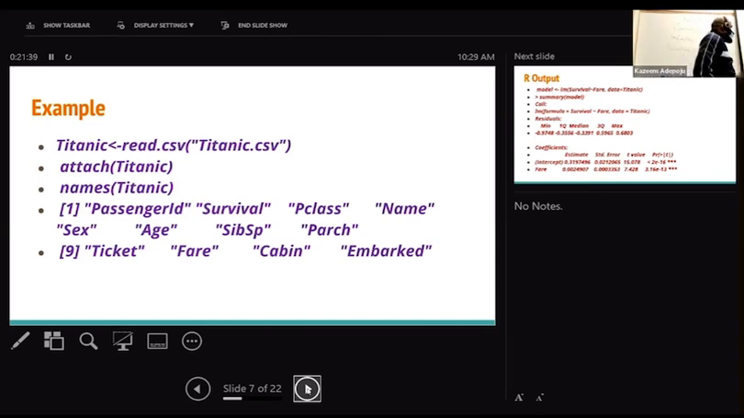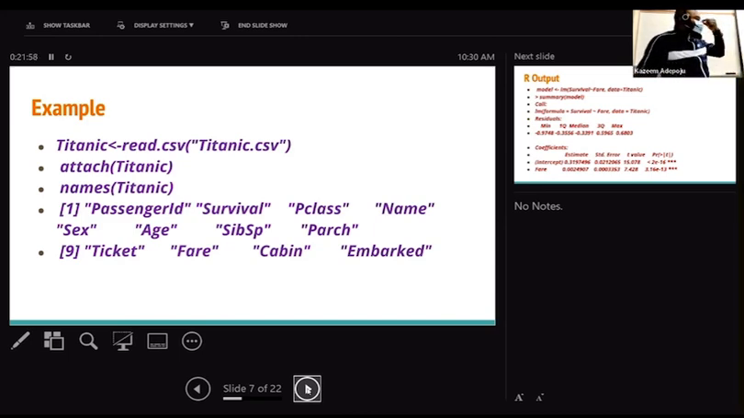I want to use this as an example. I've already attached this particular data set. You can check the wiki level model. This is Titanic data. Everybody has heard about Titanic. I know most of you have heard the Titanic story, right? Where some survived, some did not survive.